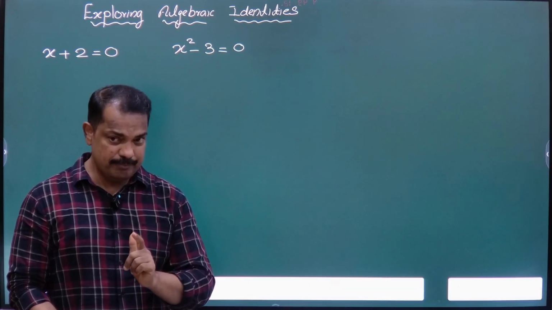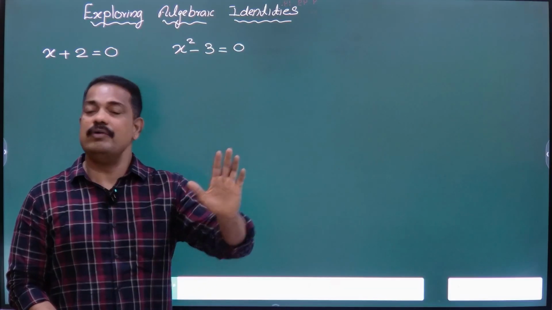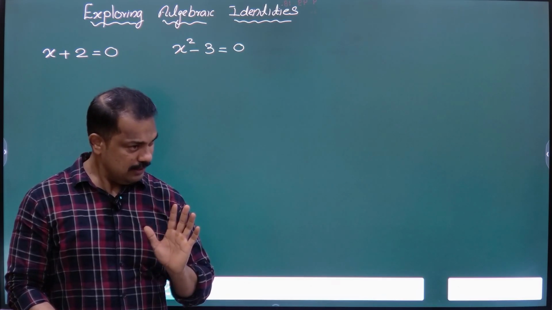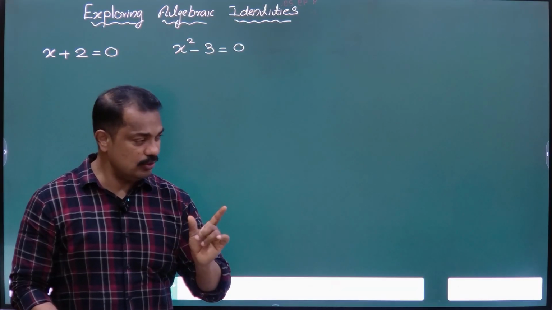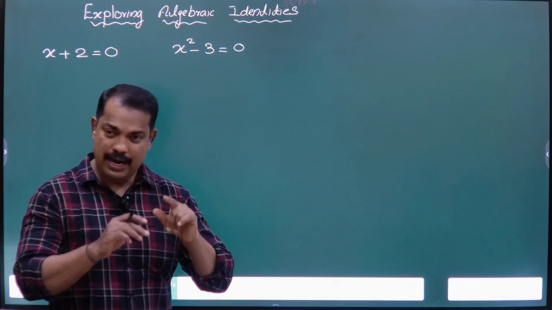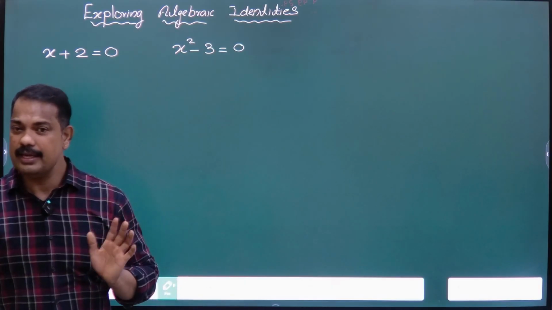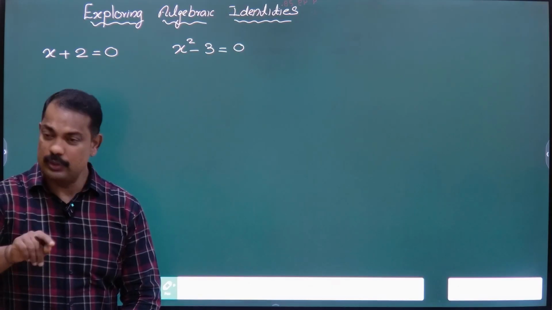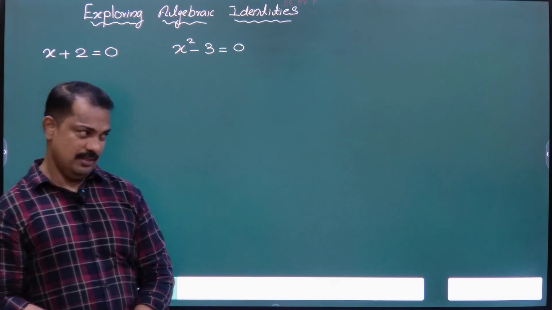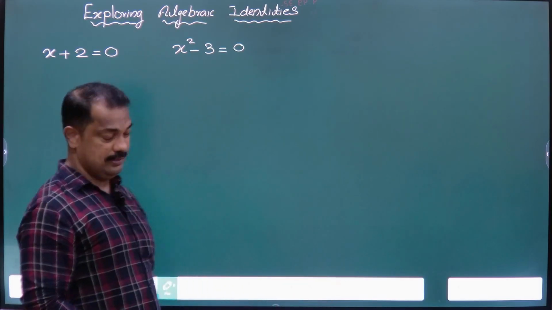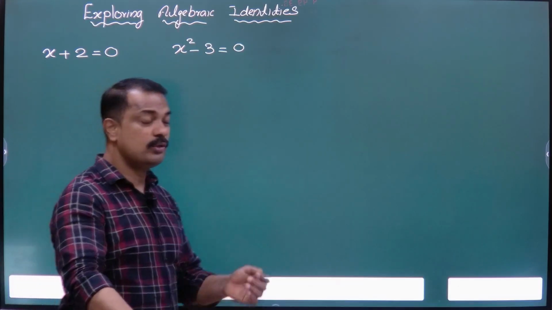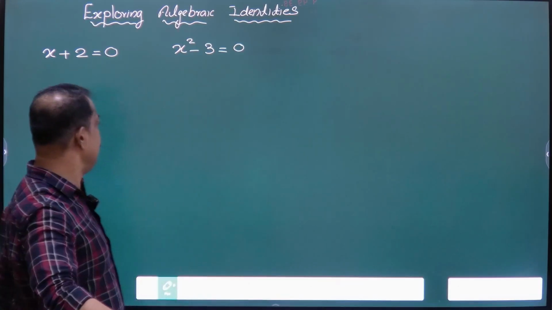But an identity is true for all values of variables. That is the difference between identity and equation. Identity is an equation, but an equation is not an identity. All identities are equations, but all equations are not identities.